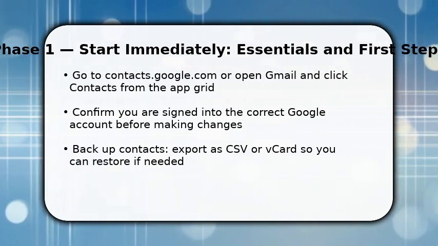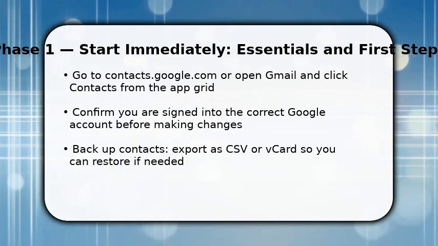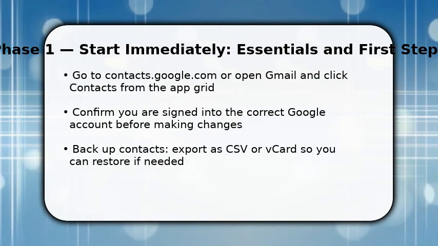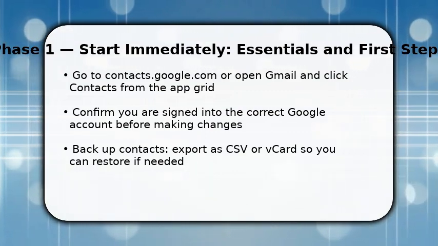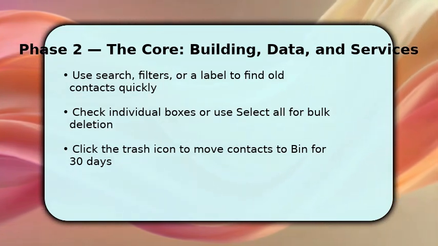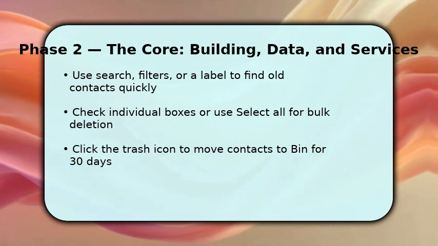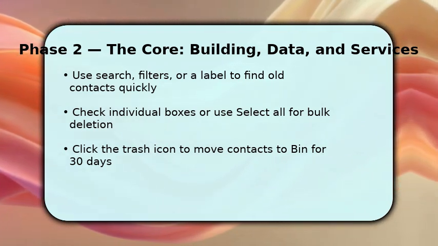This first step prevents accidental loss. It's fast, and it saves time later if you need to undo changes. Now, locate the old contacts using search terms like last name, company, or an email domain. Filters and labels speed this up. You can click individual checkboxes or choose Select All to handle many at once.